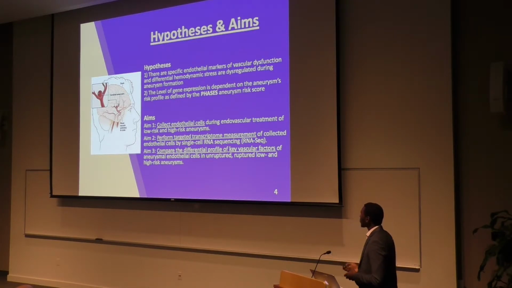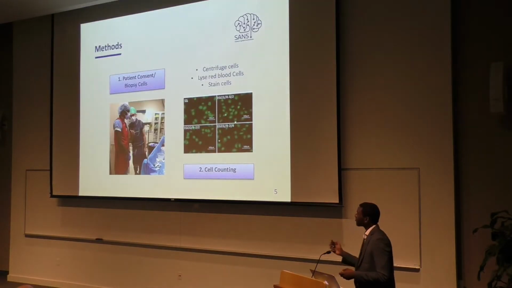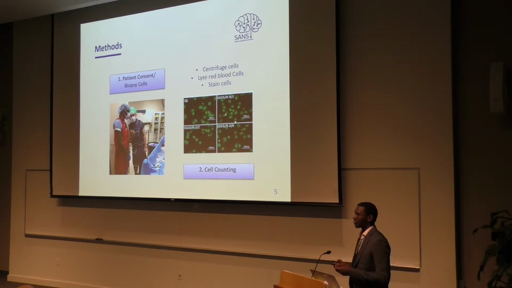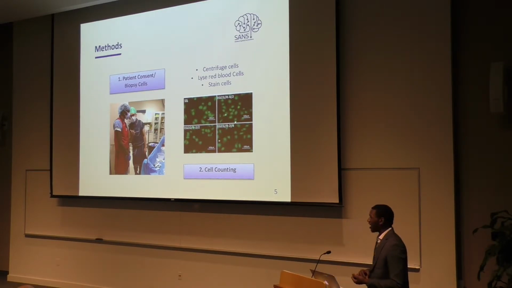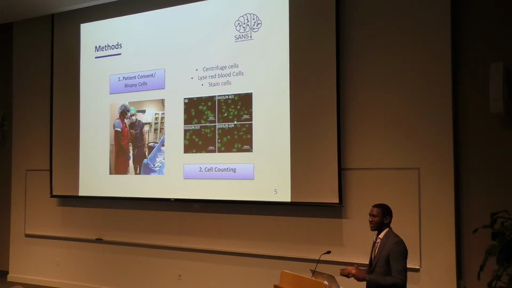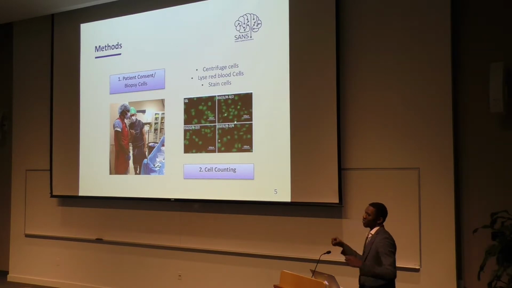So our aims are to collect endothelial cells to perform targeted transcription measurements and to compare the differential profile of key vascular factors. When it comes to our methods, of course, the first thing that we will have to do is gain the patient consent in order to biopsy the cells from the devices which will be put into their blood vessels during surgery. These devices are usually thrown out, and could be such as coils and catheters. The way that process would work is that we will stretch the device out and rinse it with PBS in order to gain all of our cells.